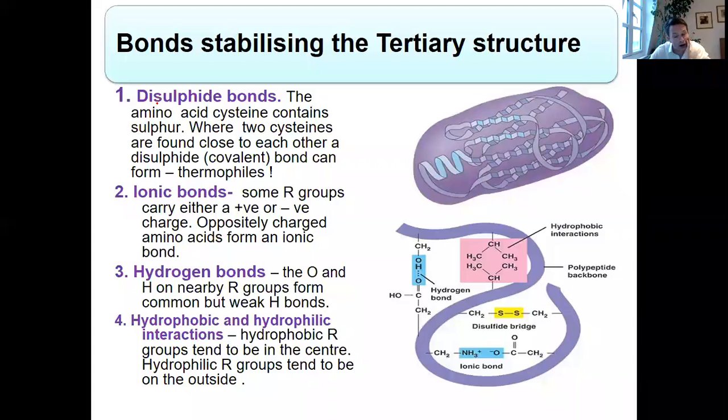So the bonds that hold the tertiary structure together, the tertiary structure being the resultant of the bonds that form between the R groups, are disulfide bonds, which are strong covalent bonds. And this is between two cysteine amino acids, and they can form a strong disulfide bond. This is particularly important in thermophiles or anything that you want to make temperature stable. So there's been site-directed mutagenesis of stuff to make temperature stable washing powders by putting more covalent disulfide bonds in them.